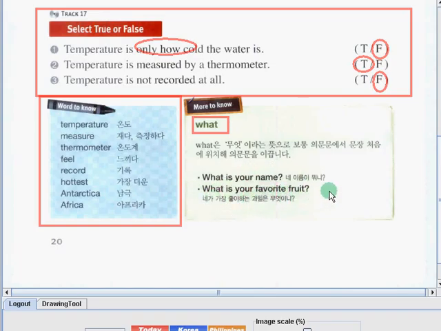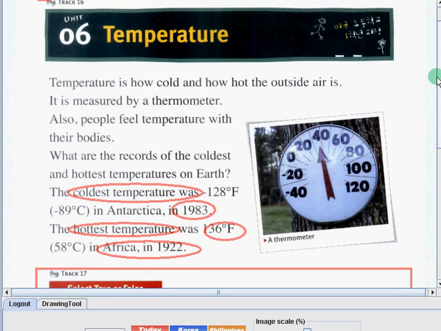Well, students, this is all for today, and please don't forget to review, especially where to know, more to know here, and the important information about temperature.